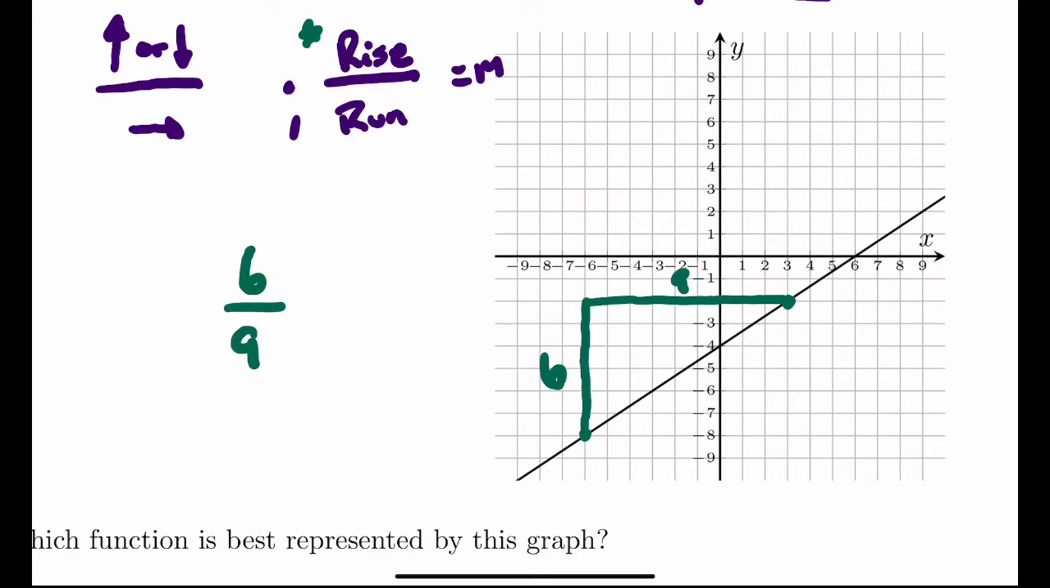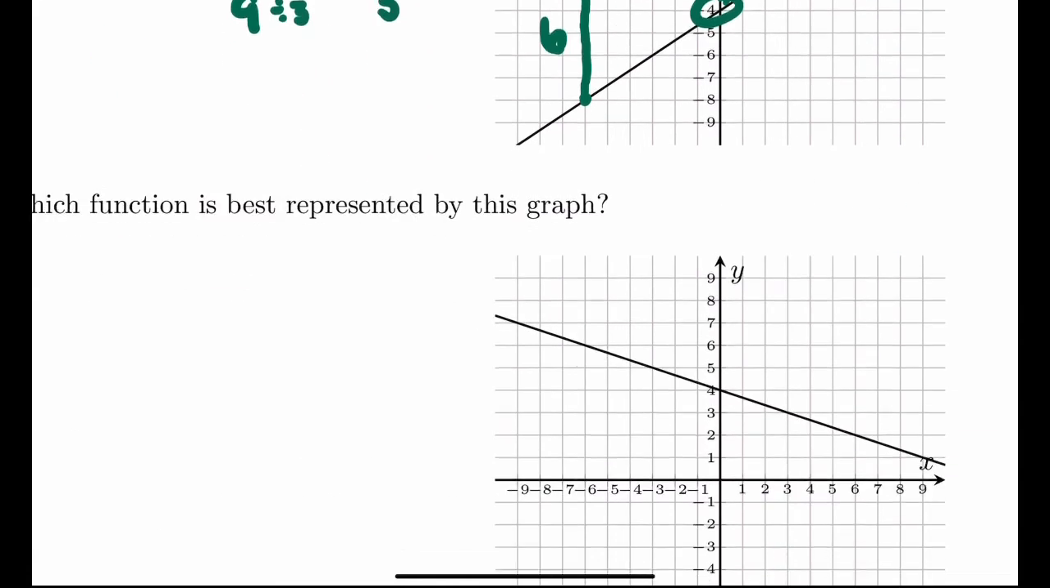Well, this is still 2/3. This is equal. This just needs to get reduced, simplified. Well, I can divide 6 by 3 and get 2. And I could divide 9 by 3 to get 3. So, 2/3 x, and then again, y-intercept right there, minus 4.